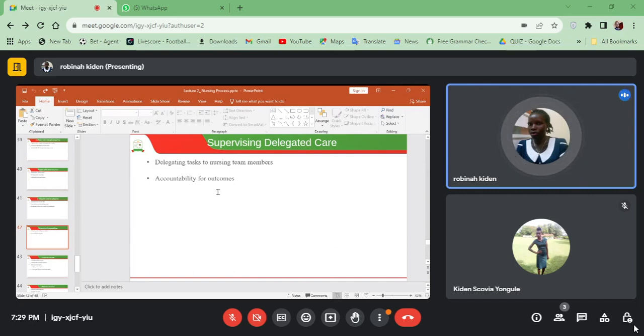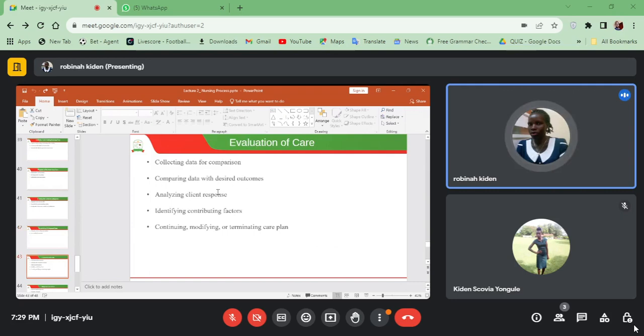Then evaluation of care: collecting data for comparison, comparing data with the desired outcomes, analyzing client response, identifying contributing factors, and continuing, modifying or terminating the care plan. So that is what evaluation is all about. We collect the data, then we compare. When the patient came in, we checked the patient. This is what we found out. We decided to do ABCD. Now we check the patient again.